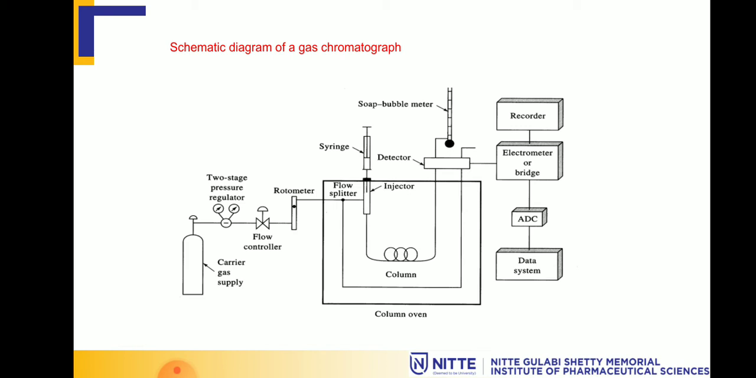I just missed out saying that the most common gas used in gas chromatography is helium, and apart from that, nitrogen, hydrogen and argon are used. Just remember this: the premium gas used in gas chromatography is helium.